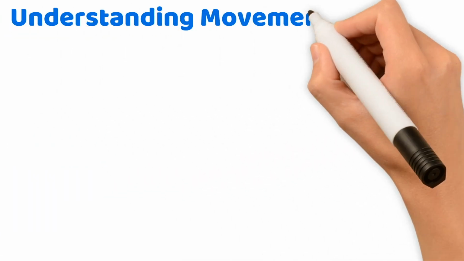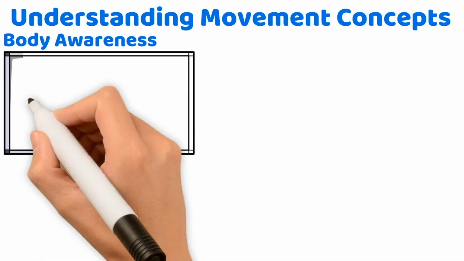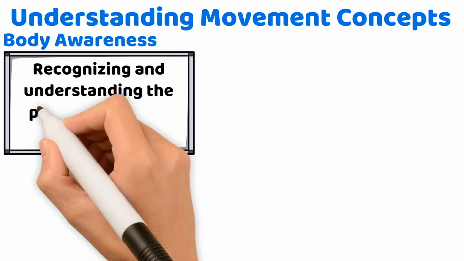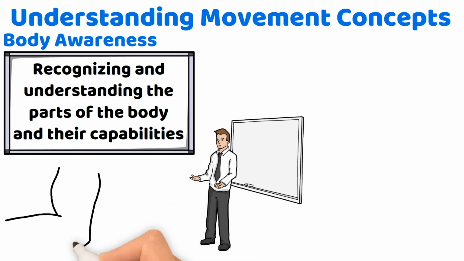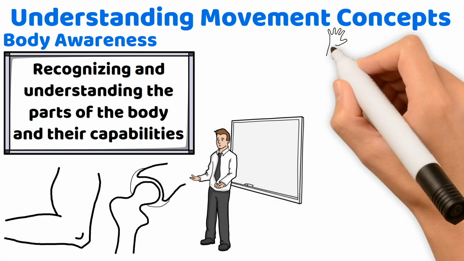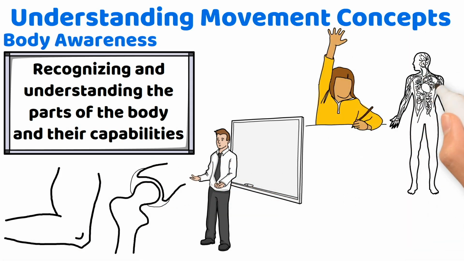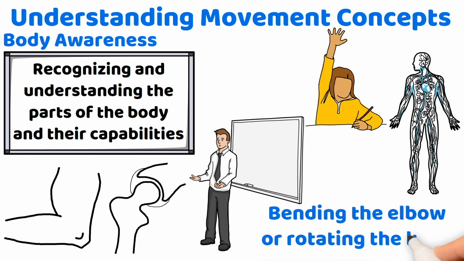Understanding movement concepts, body awareness. What is it? Recognizing and understanding the parts of the body and their capabilities. Teach students to identify how joints like elbows and knees bend and move. A simple activity could involve students pointing to and naming body parts as they perform various movements, such as bending the elbow or rotating the knee.